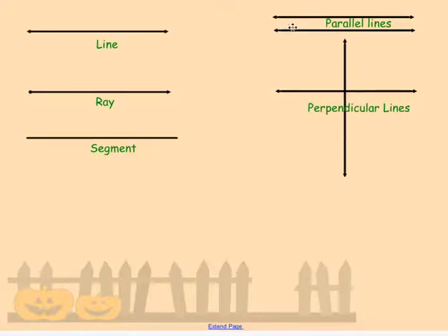Parallel lines are ones that will never touch, they'll never meet. They're going in the same direction, and a lot of times we see these as lines that have the same slope. They go on forever and ever on both sides.